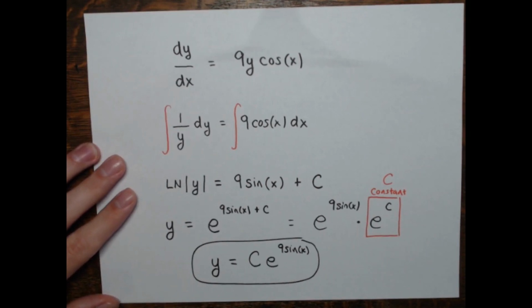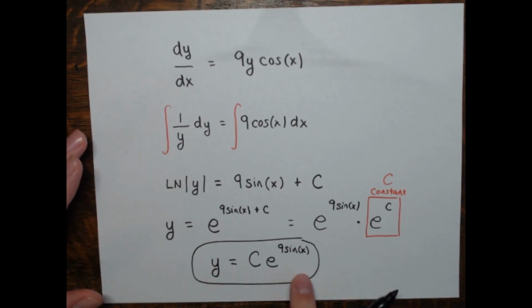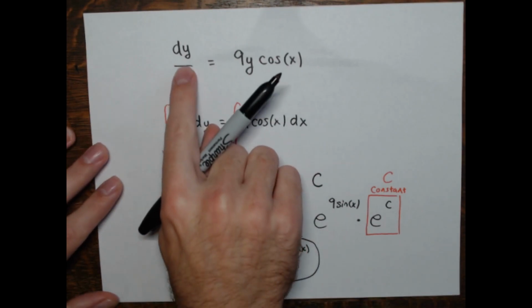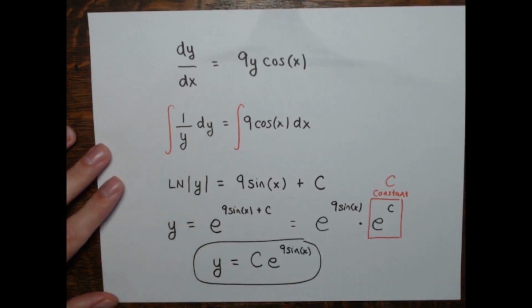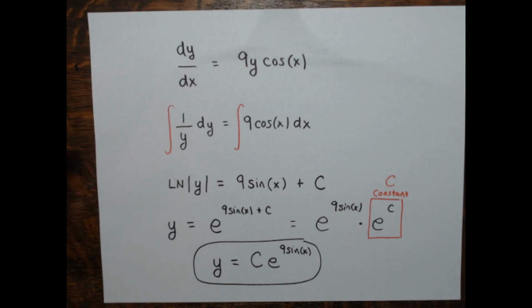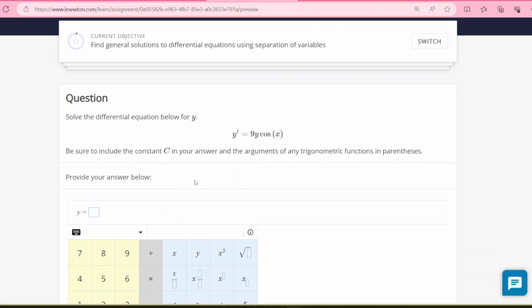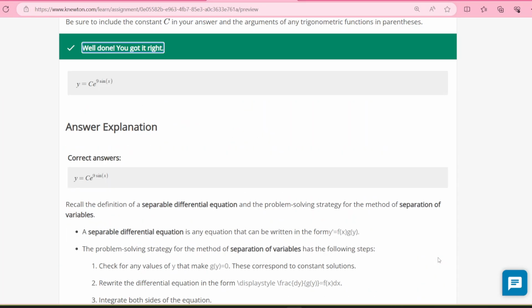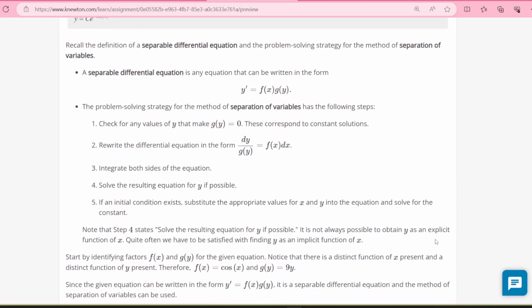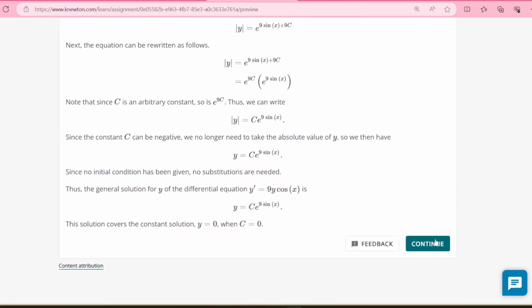And I haven't really been checking my solutions, but if you'd like to check, take the derivative of this, put it on the left side, and then take this expression, put it on the right side for y here, and you'll see that both sides are indeed the same expression. This should satisfy the equation we were given. All right, so let me type this in. So y equals some constant times e raised to the 9 sine of x power. Great. Okay, moving right along here.